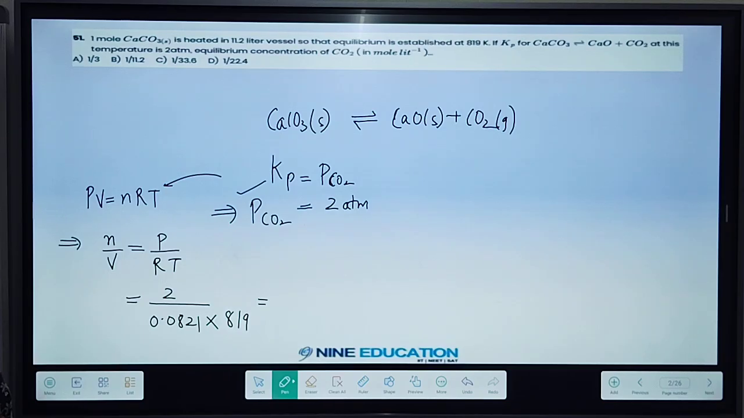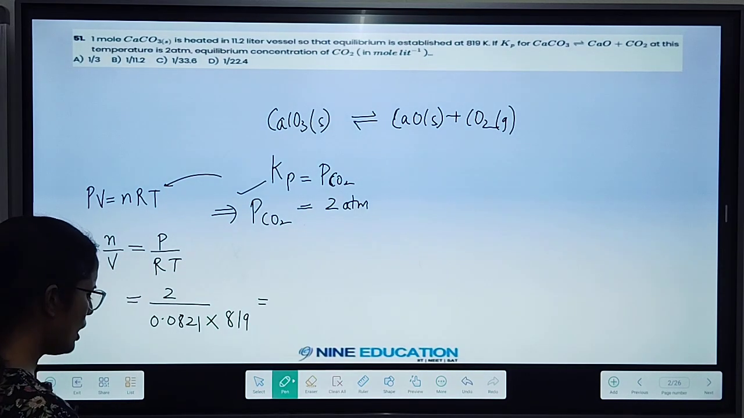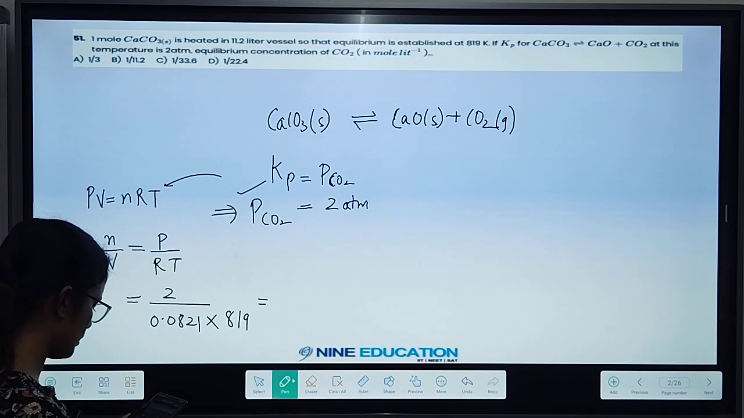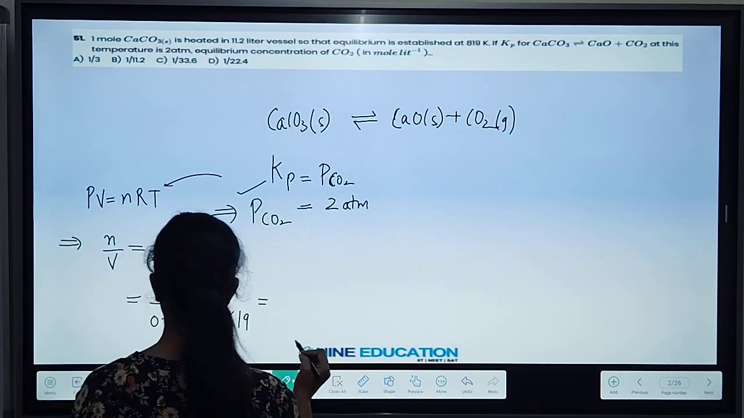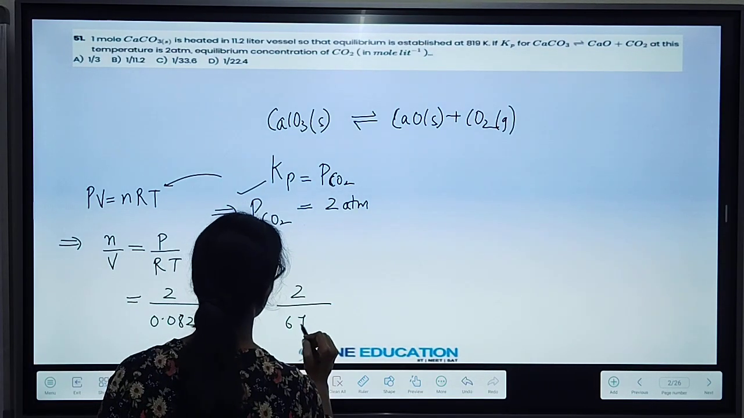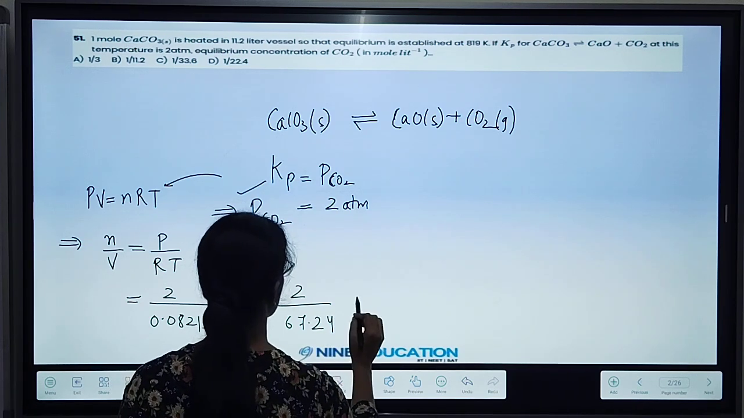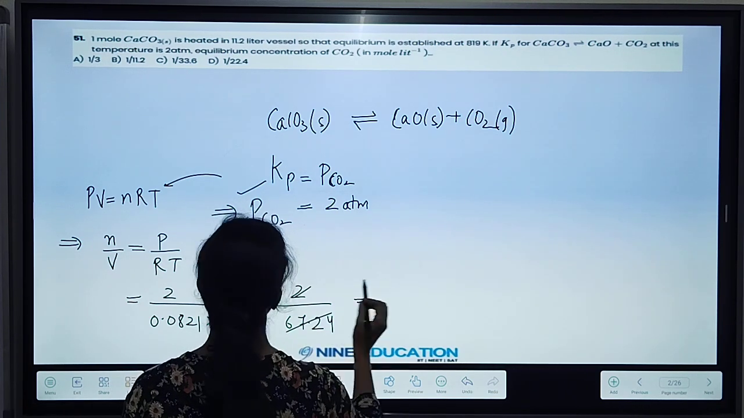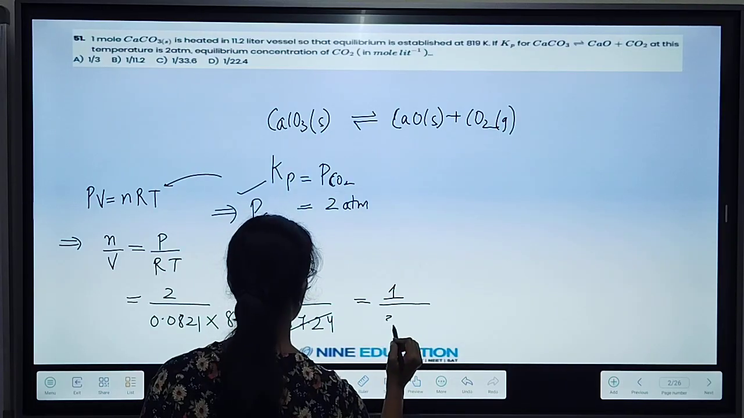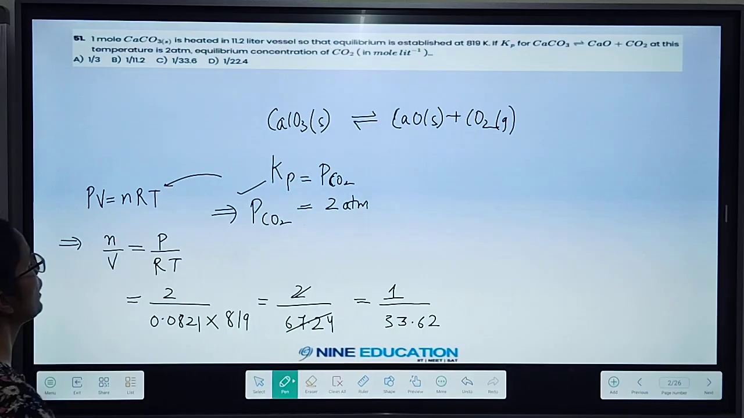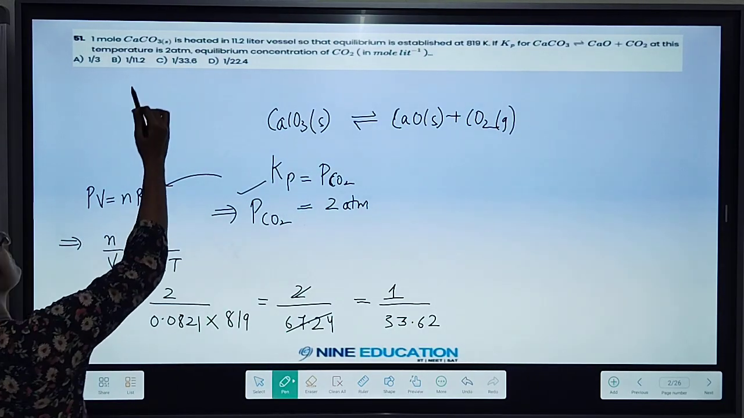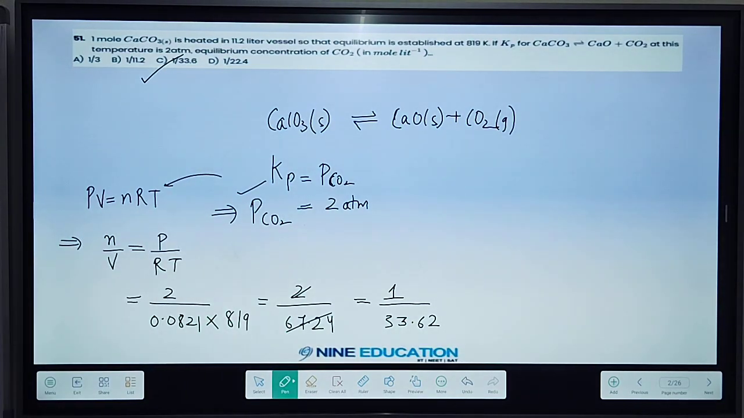So for now I will use a calculator to do this calculation quickly. 0.0821 into 819, I will get 67.24. So here I will have 67.24, and when we simplify it further, we will get what? 1 divided by 33.6, right? So this will come as the answer which is there in option C. So option C will be the correct answer.